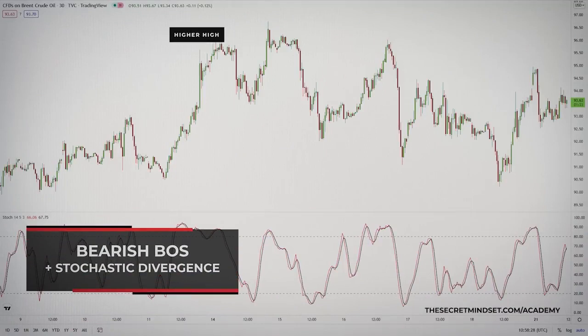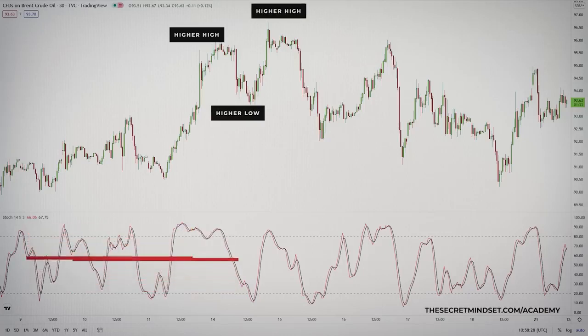Price makes a new high, declines, and makes a new low. Price then rallies above the previous high to mark a new higher high. Price then falls quite aggressively to form a new lower low. This is our break of structure. Price then rises towards the initial high, but doesn't make a new higher level.